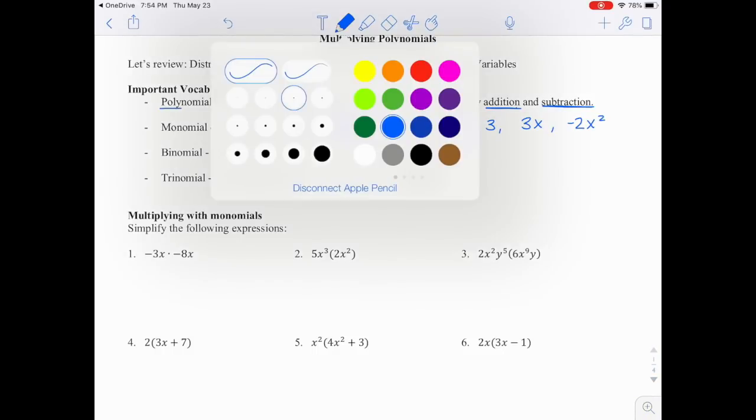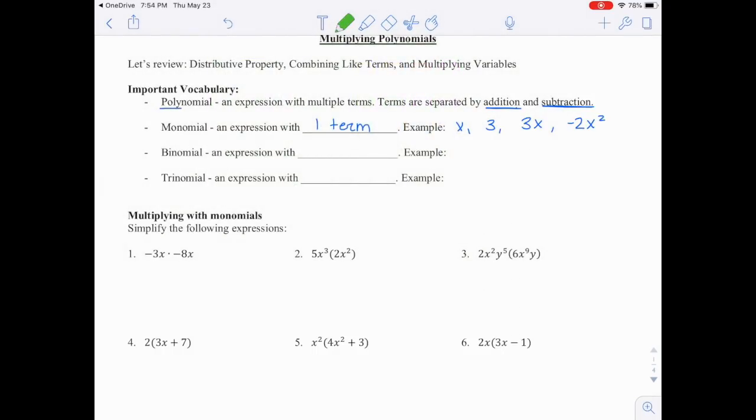A binomial, bi means two, so it must be an expression with two terms. You know, most linear things are binomials, like 2x plus 3. We could have binomial quadratics, or something that looks like this. All those are binomials. It's two terms separated by an addition sign.